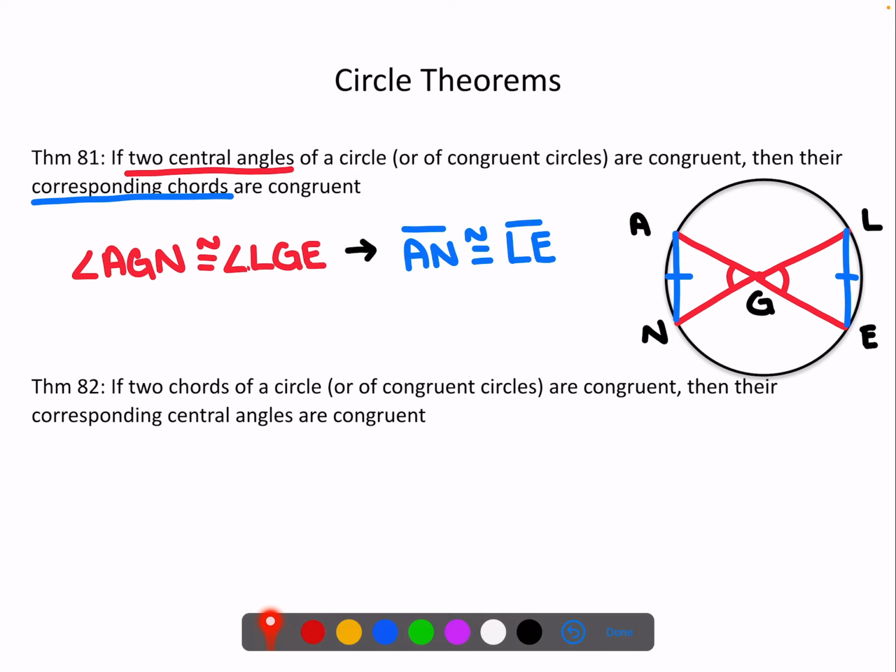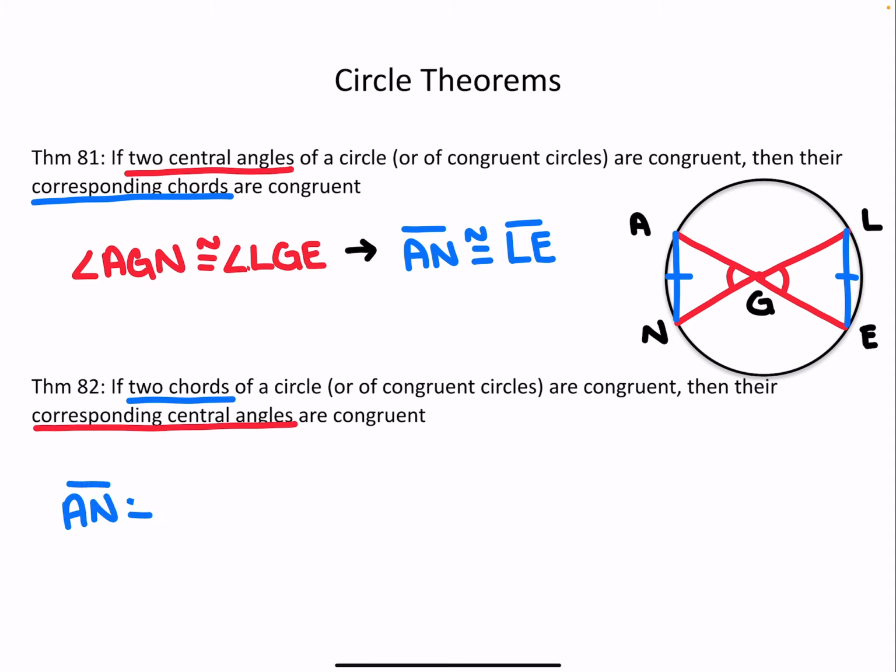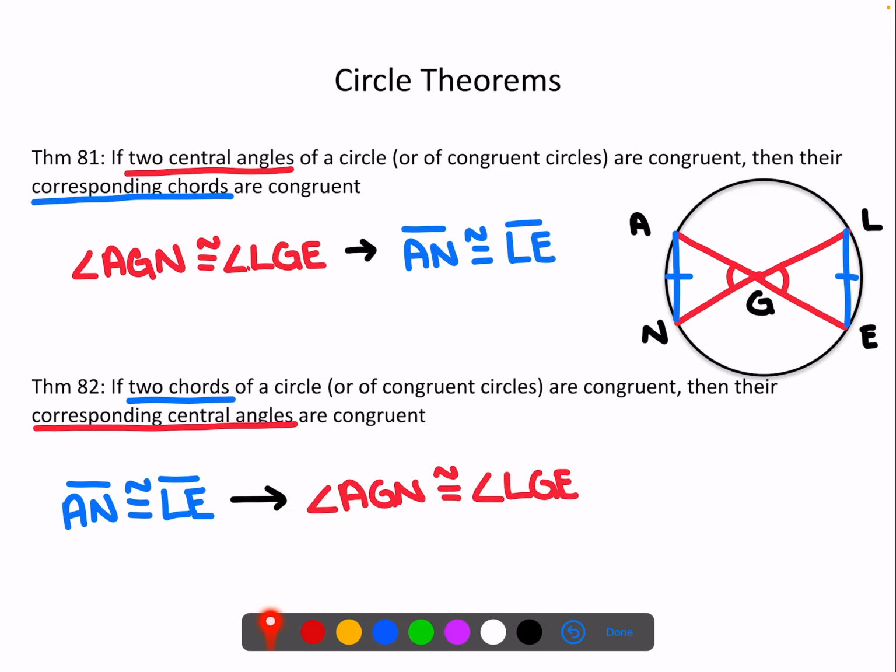Theorem 82 right below is just the converse of this. It's just saying the opposite. It's saying that if segment AN is congruent to segment LE, then the central angles would be congruent. Then angle AGN would be congruent to angle LGE. That is our second circle theorem, because again, these are just the same theorems, just converses. And then we have our final 2.